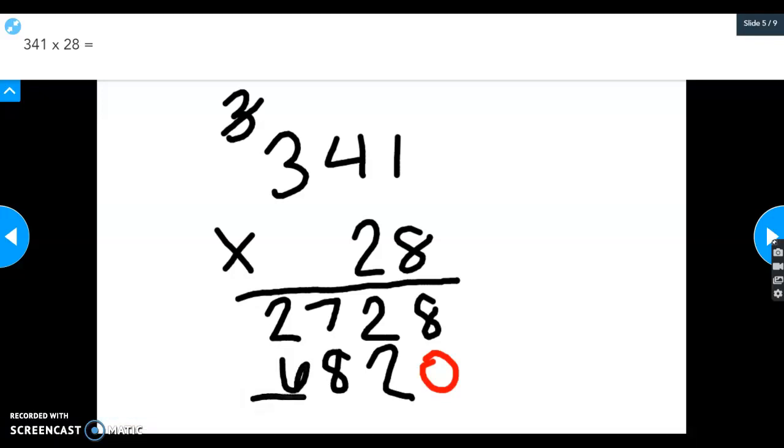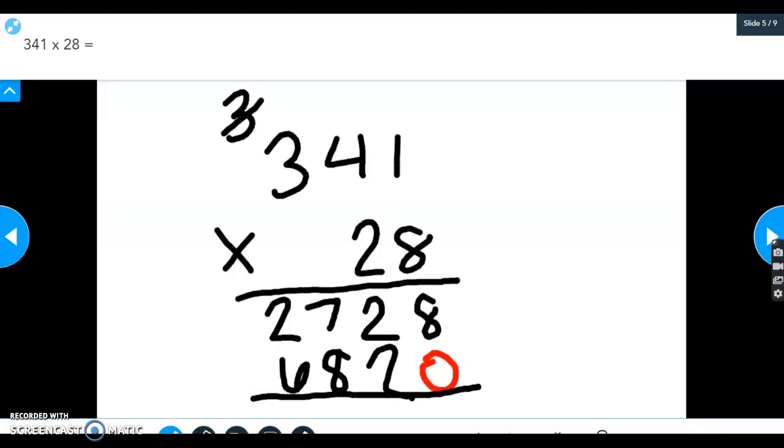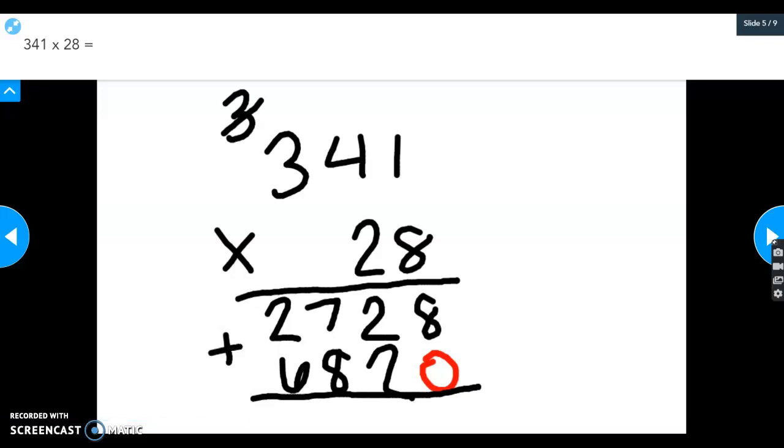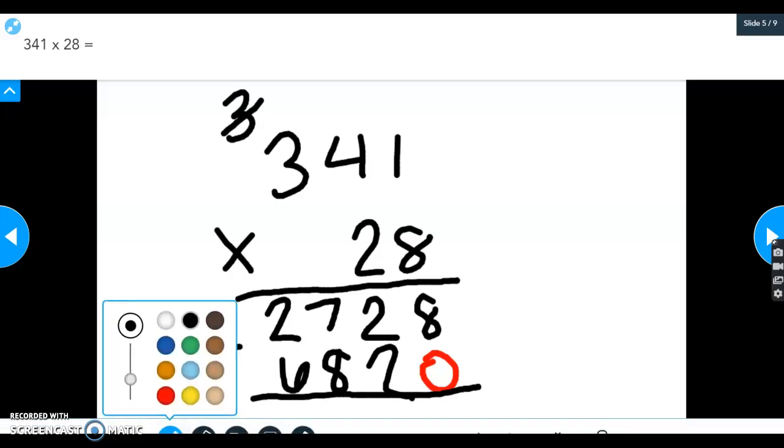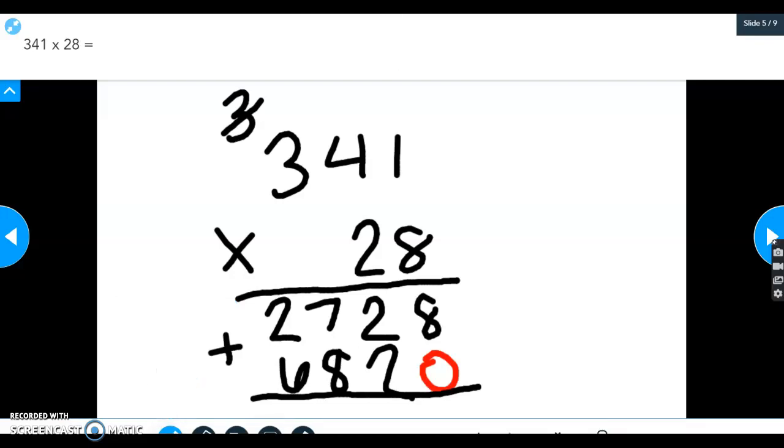Now I have both of my partial products here. And what do we do when we have partial products? We add them together. I'm going to go ahead, and I'm going to write my answer over to the side just so you can see it because they don't have any more room underneath.